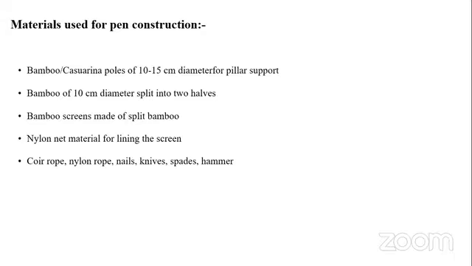Now, the various materials used for pen construction: bamboo poles, 10 to 15 centimeter diameter for a good support. Bamboo of 10 centimeter diameter is split into two halves. Bamboo screen made of split bamboos and nylon net material for lining the screen. Coir ropes for tying and all.